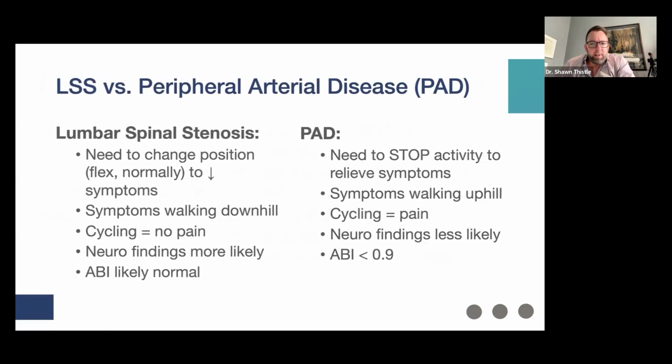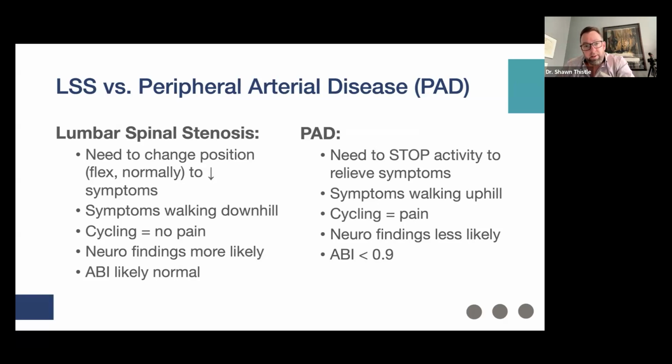So this is a good little summary slide if you ever want to refresh your memory. Lumbar spinal stenosis patients need to change position in flexion to reduce their symptoms. They generally have symptoms walking downhill because you generally extend your spine a bit if you're walking downhill. If they are cycling on an upright bicycle, or recumbents are about the same. Most people flex a bit on a recumbent, so that might be relieving for them as well. But cycling should be relatively symptom relieving or pain free for them. These patients with stenosis also have neurological symptoms and findings that are more likely, and their ankle brachial index, if you start taking both blood pressures, should be normal.